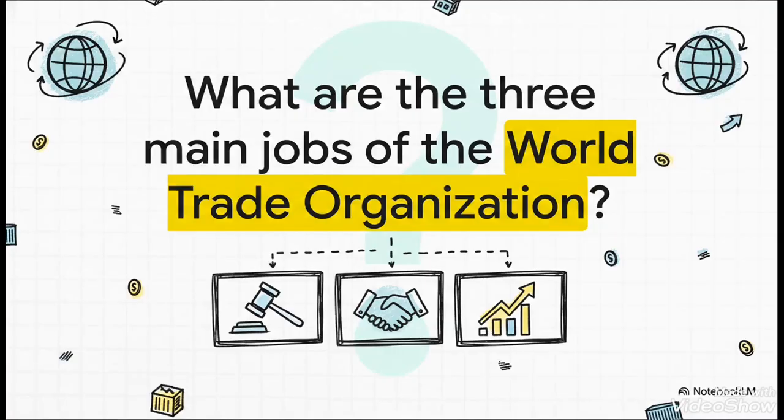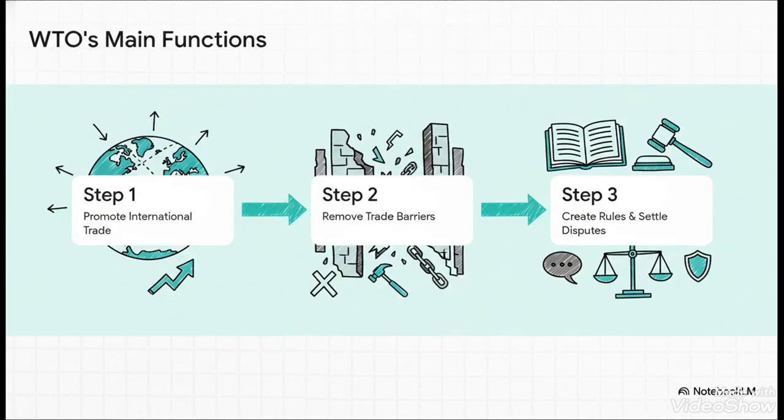This 3-mark question is all about a major global institution, the World Trade Organization, or WTO. So what does it actually do? Let's break down its 3 main functions. It's actually pretty straightforward. First, the WTO's main job is to promote and free up international trade. Second, it works to get rid of barriers like taxes and quotas to make trade easier. And third, it sets the rules for global trade and basically acts as a referee when member countries have disagreements.